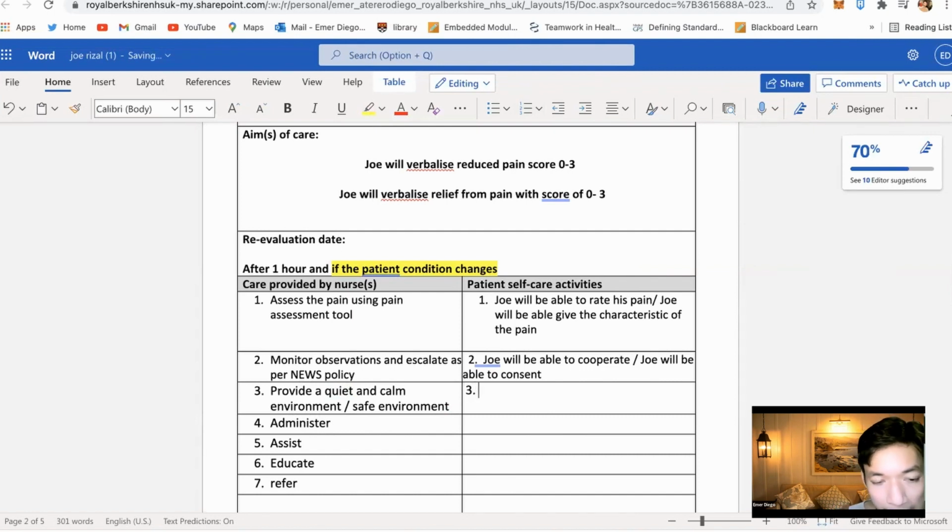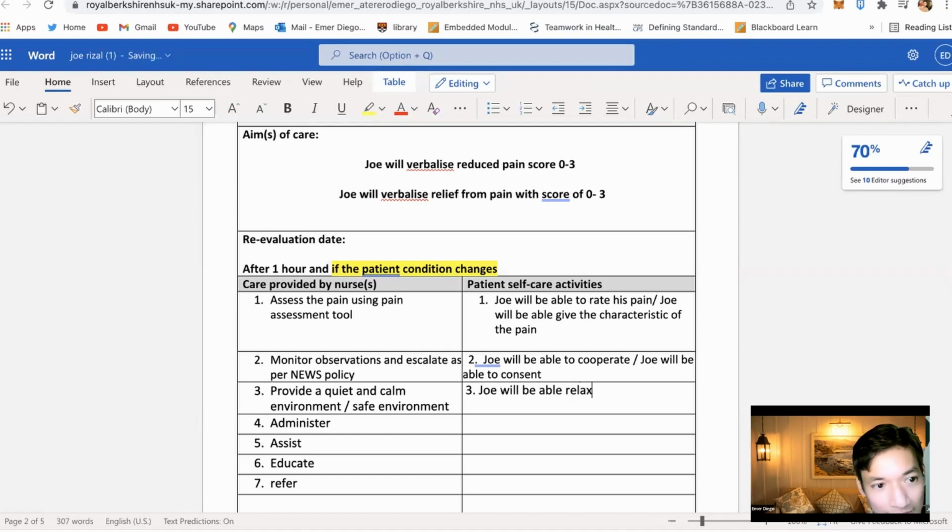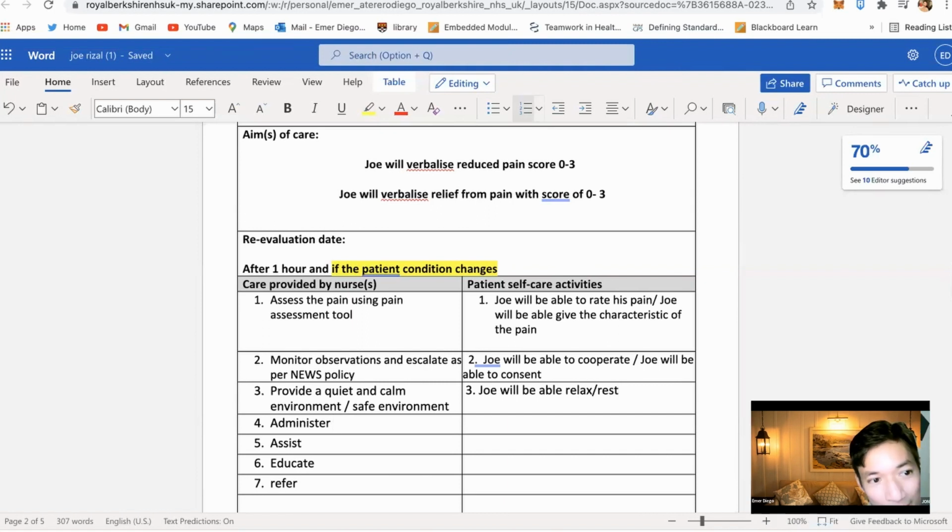So what are we going to write in this section? Probably Joe will be able to relax or rest. Thank you for your answers, guys. Well done. Roslyn said pain medication. So just write the medical term, analgesia. Analgesia, and monitor for its effectiveness.